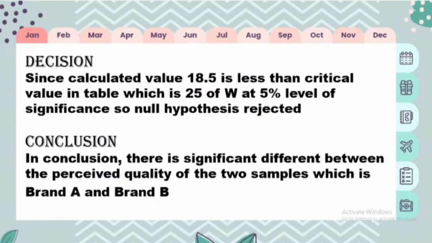To make the decision, we have to compare the calculated value, which is the test statistic, with the critical value. Since the calculated value 18.5 is less than the critical value we picked from the table, which is 25 for W at the 5% level of significance, the null hypothesis is rejected. In conclusion, there is a significant difference between the perceived quality of the two samples, brand A and brand B.